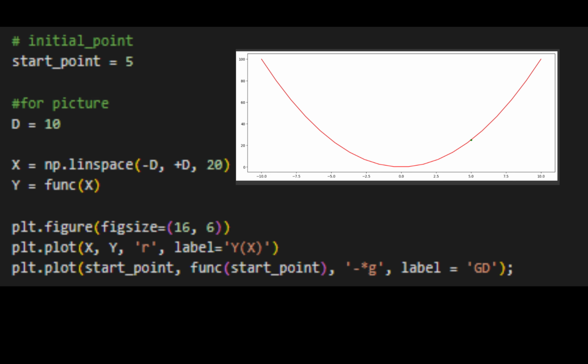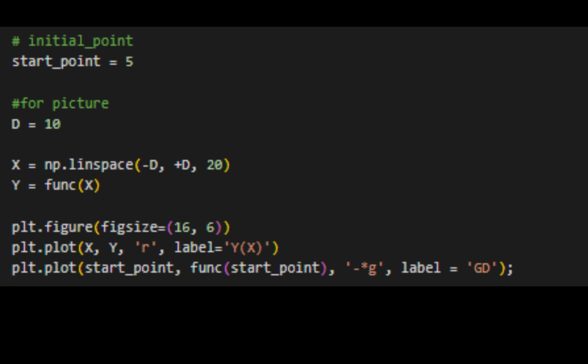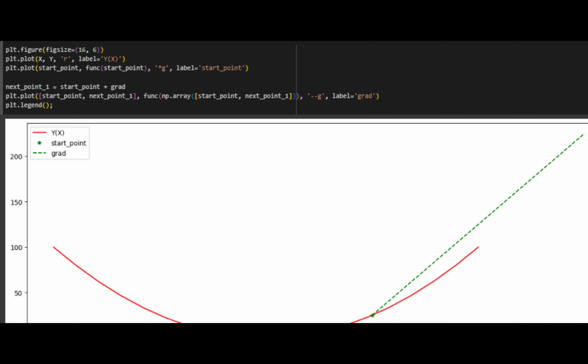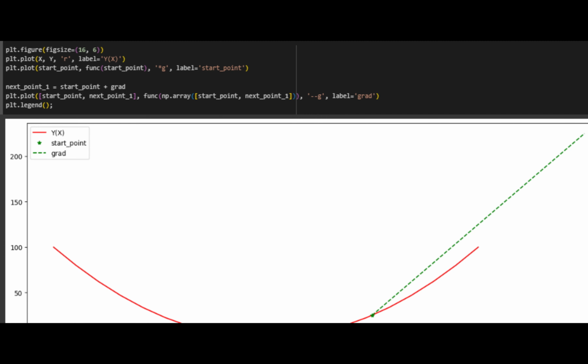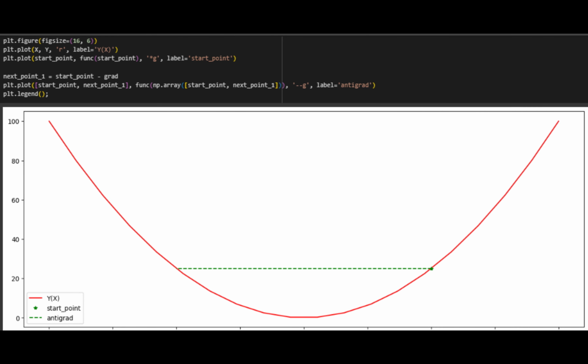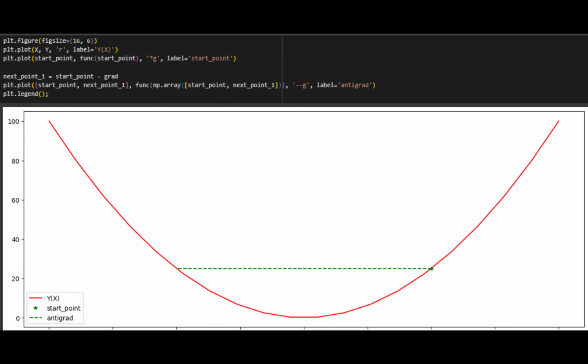Now we can calculate the gradient at this point. It is equal to 10 because the starting point is 5, and the derivative will be equal to 2 times 5. Now we can draw the direction of the gradient. It shows the fastest growth of the function, and indeed we can see the green vector goes up. But if we move along this vector, we will not come to the minimum of the function. So we need to move in the opposite direction, and therefore take the anti-gradient.